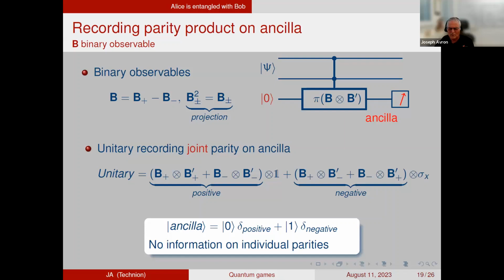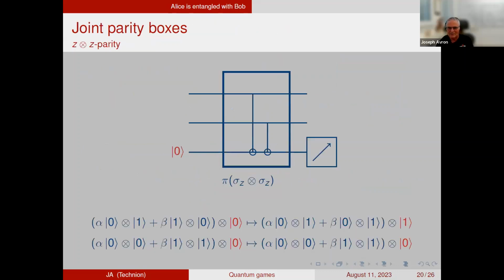I do not learn anything about the individual parity of the two qubits. And in this way, I can realize the measurement of commuting variables, even though the individual terms don't commute. I'm not so sure that I got this through. Maybe now, you could give some references.